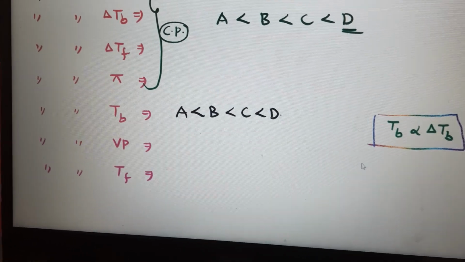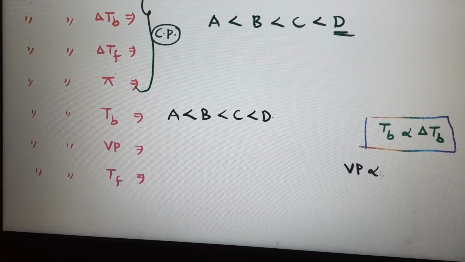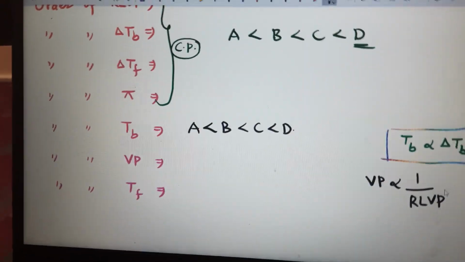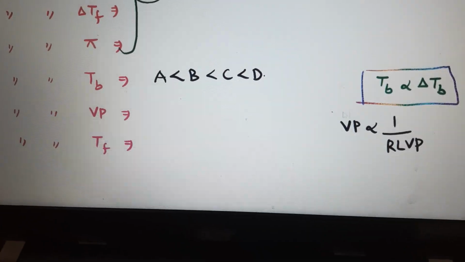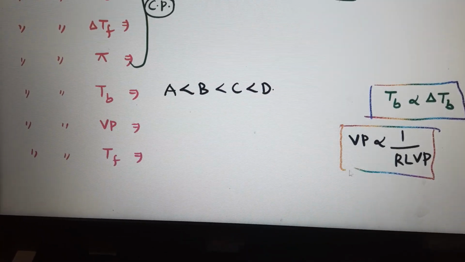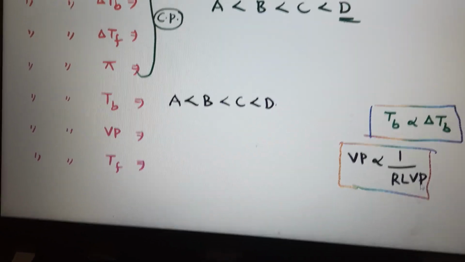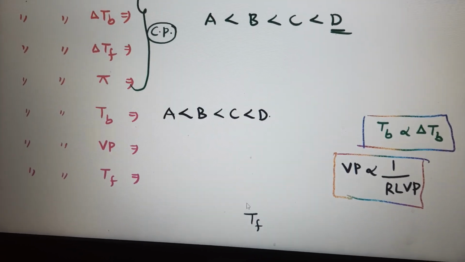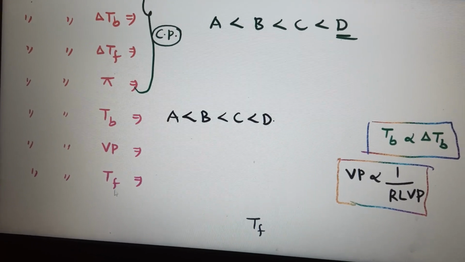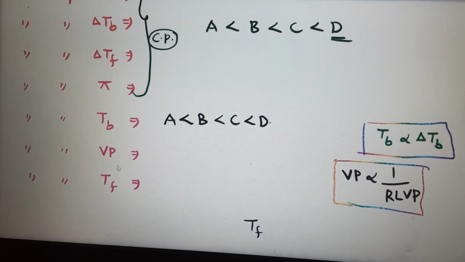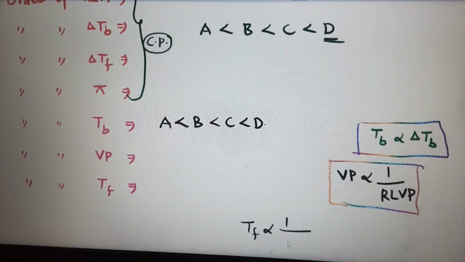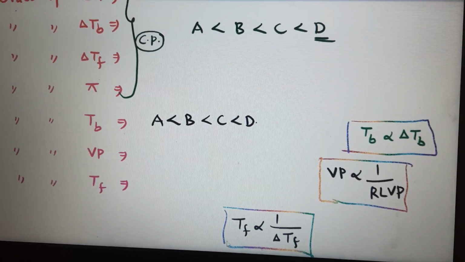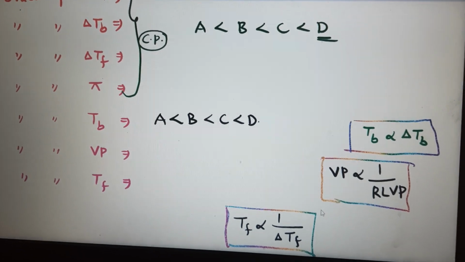But vapor pressure and relative lowering of vapor pressure are inversely proportional, 1 by RLVP. Because this is a decrement, wherever a decrement is there, it will be reversed relative to the colligative properties. Vapor pressure is inversely proportional to RLVP. Similarly, TF, with depression in freezing point, is also a decrement, a decreasing case. So TF is also inversely proportional to delta TF. Wherever there is a decrease or lowering, it is inversely proportional to the colligative property.